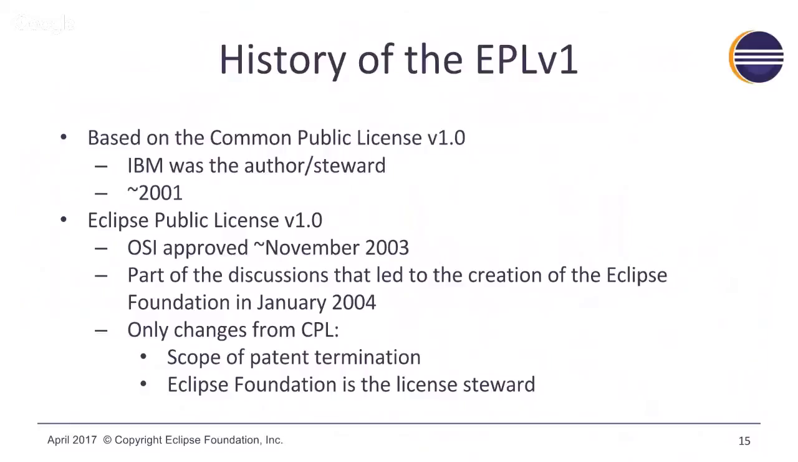There are really only two changes: it narrowed the scope of patent termination in the event of a patent lawsuit, and it changed the license steward from IBM to the Eclipse Foundation. So basically, the EPL license as we have it today dates back to about 2001.